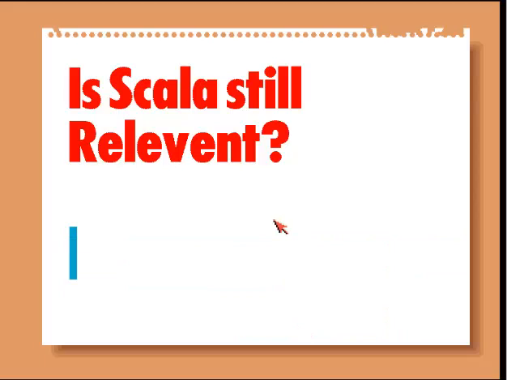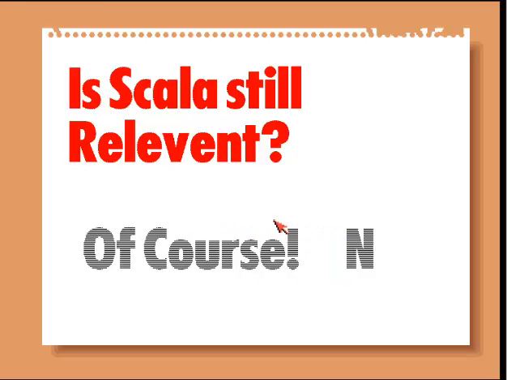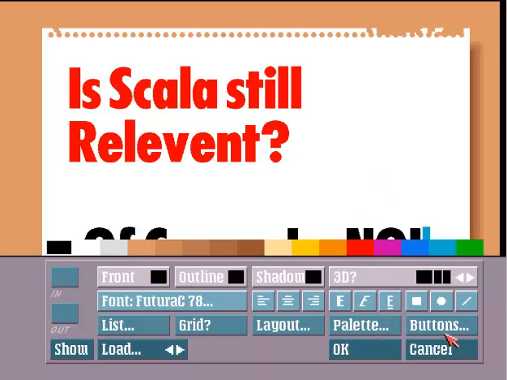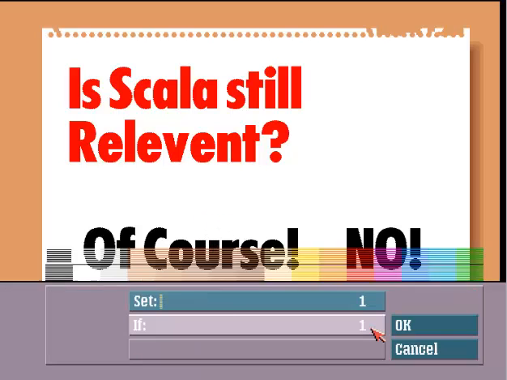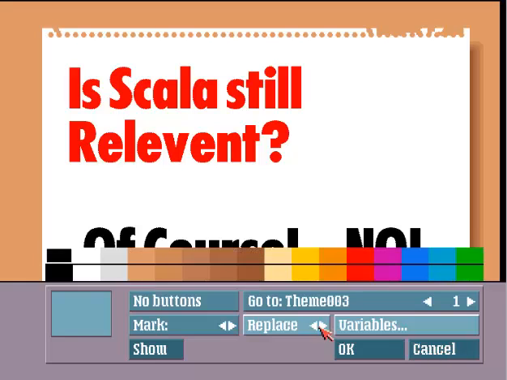So let's make this interactive. Is Scala relevant? Of course. And no. So these are two options that we can have. Right click, bring the menu up again, and we can turn them into buttons. Now buttons are amazing because you can have different styles of buttons, different shapes, but you can have them doing different things. So there's variables. If it goes to here, then it does this, that kind of thing.